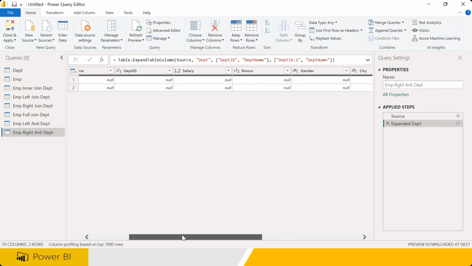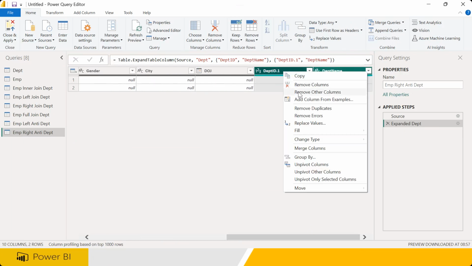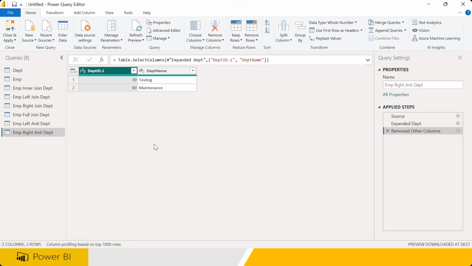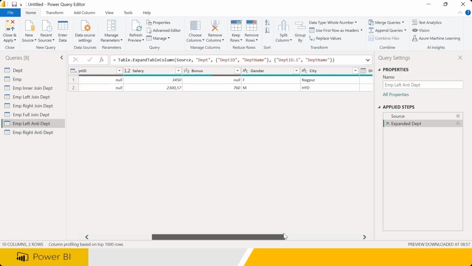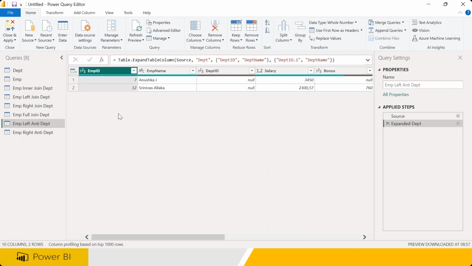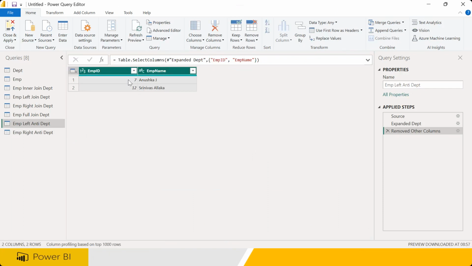Because this is null data, what you need to do, you simply say remove other columns. So you will be able to identify these are the departments where employees are not recruited. So remaining things you just remove it. Simply take the names, remove other columns. Clear? So Anushka and Srinivas, these two people are unmatched data from the employee table. Like that, you should be able to get all the data.